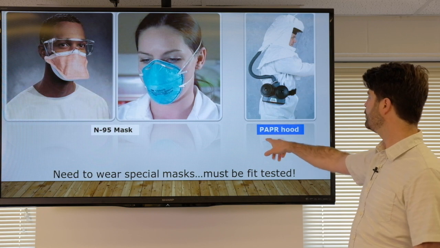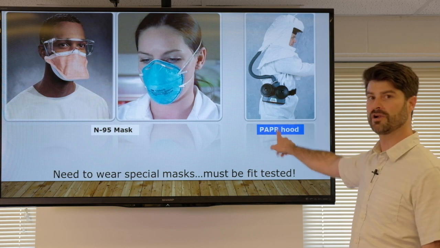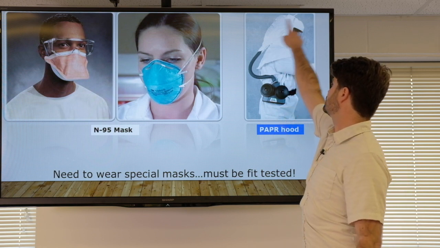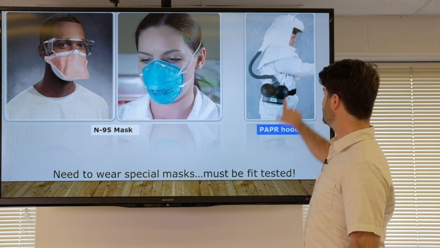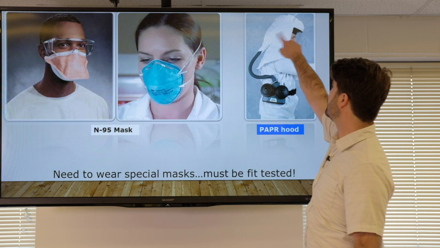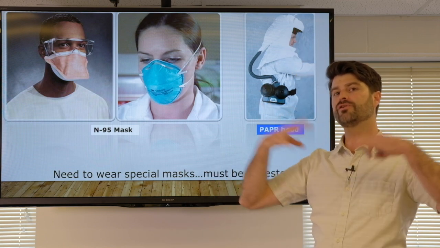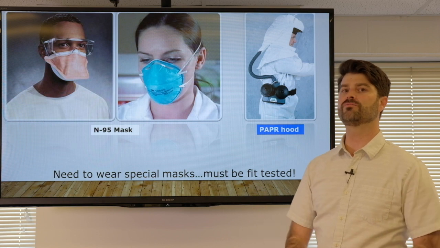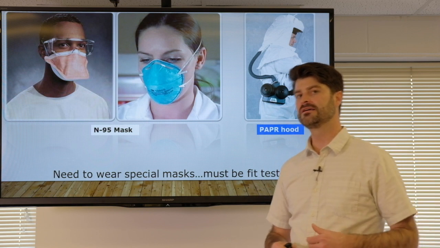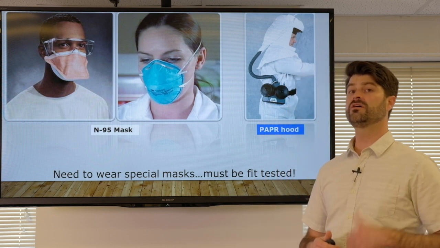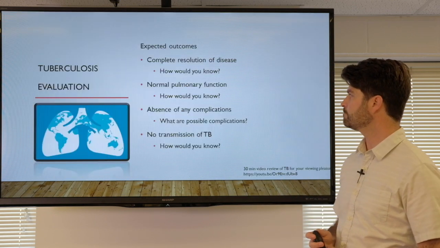It's called a PAPR hood, which is a positive air pressure respirator hood. It's not the whole thing, it's just this part up here. And this is an air pump that pumps air into this device, so there's actively air getting pushed out of the hood. That minimizes our risk of infection in that device. So those are the different ways that we can protect ourselves from an active TB infection.